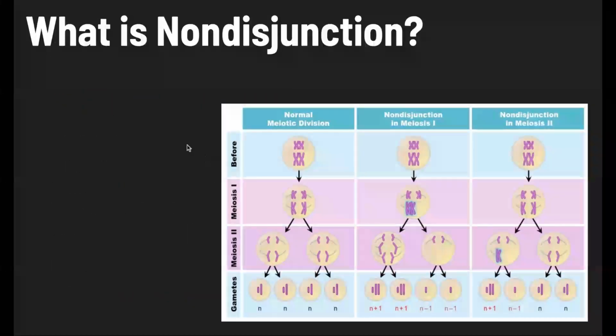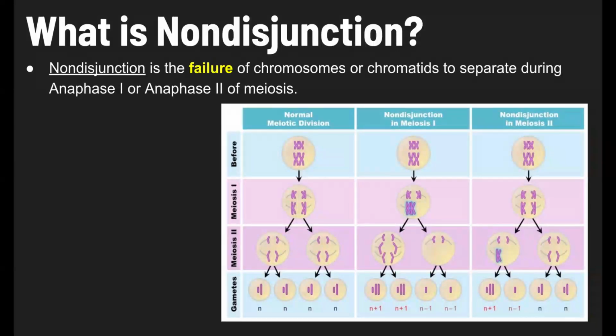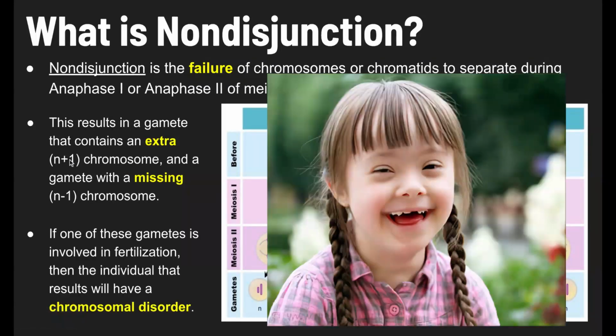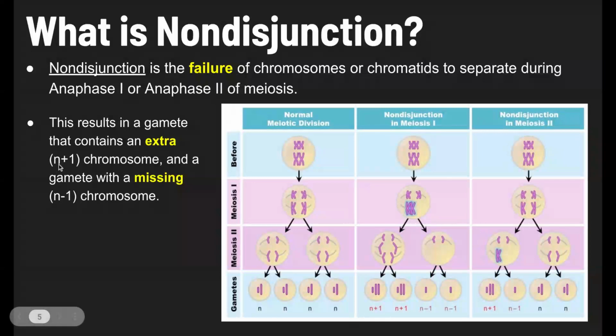All right, last, we're going to talk about how meiosis produces variation through an event called nondisjunction. So what is nondisjunction? Nondisjunction is the failure of chromosomes or chromatids to separate during anaphase 1 or anaphase 2 of meiosis. And this results in a gamete that contains an extra chromosome and a gamete that has a missing chromosome. The gamete with an extra chromosome, we call N+1, and the gamete with a missing chromosome we call N-1.